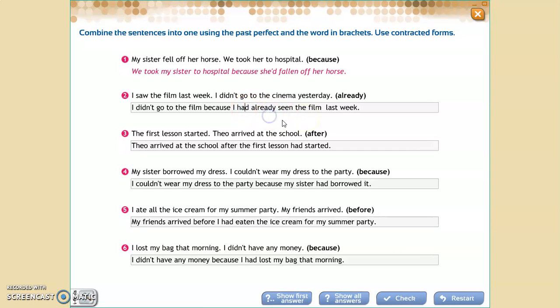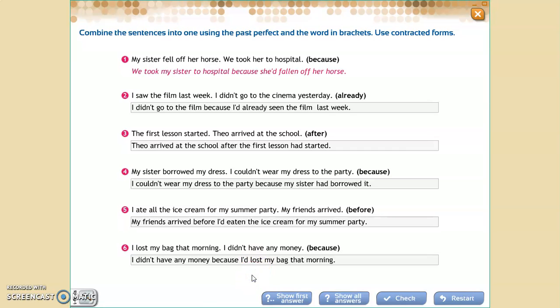Okay, so I'm going to use the contraction over here. Okay. The number 3 says, Theo arrived at the school after the first lesson had started. Number 4 says, I couldn't wear my dress to the party because my sister had borrowed it. 5 says, my friends arrived before I'd eaten, okay, with a contraction, the ice cream for my summer party. And the number 6 says, I didn't have any money because I'd lost my bag that morning. Again, I'm gonna use the contraction.